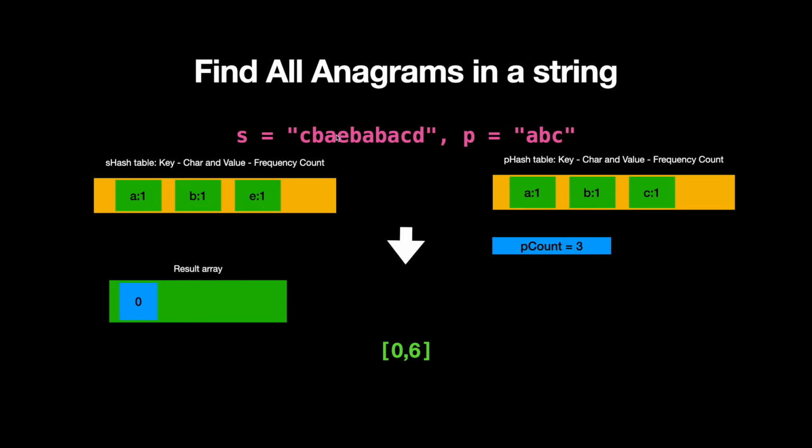Similarly, we'll be sliding through all these, and when we reach this BAC, which is at index 6, then again our frequency count tables will be matching, and we'll insert 6 into the result array, right? And once our window has reached the endpoint, we'll stop and say that yeah, in the result array we have our solution. So this is our solution, 0, 6. That's how we do it.